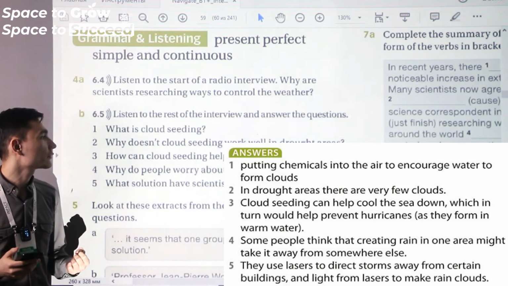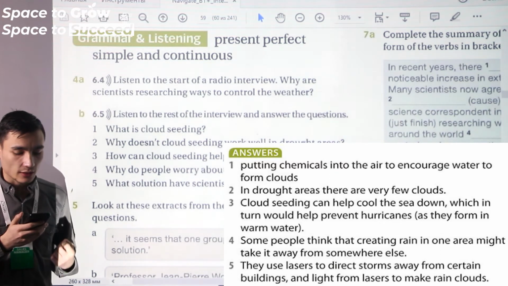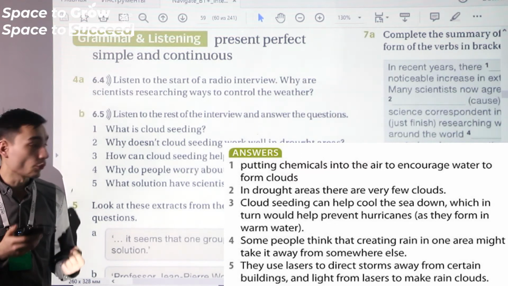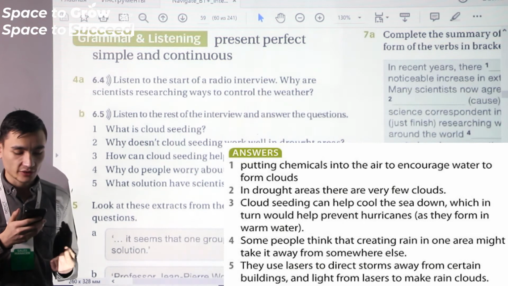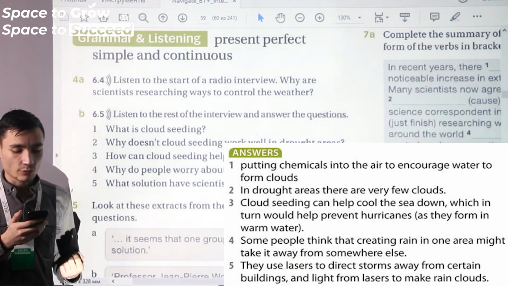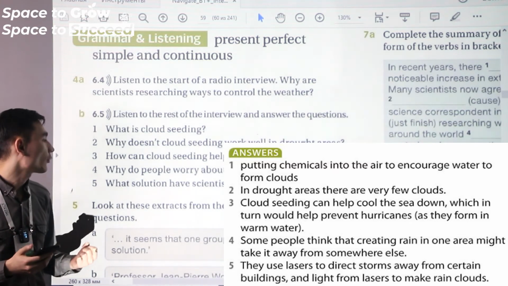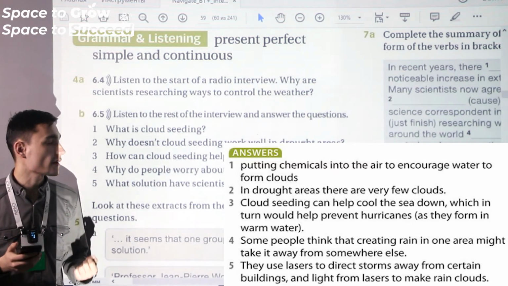3. How can cloud seeding help prevent hurricanes? Cloud seeding can help cool the sea down, which in turn would help prevent hurricanes as they form in warm water. And 4. Why do people worry about using cloud seeding? Some people think that creating rain in one area might take it away from somewhere else. 5. What solution have scientists in Geneva found?